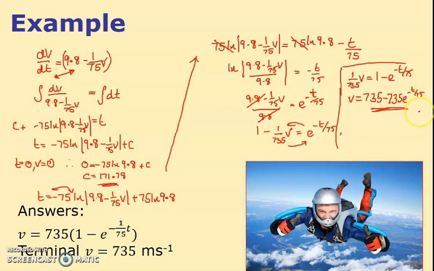Did they ask for what was the terminal velocity? Now, terminal velocity says if t is really, really big, if eventually, what will happen to your speed? And basically, in this case, if t is big, this e to the minus t over 75 goes to 0. This gets closer and closer to 0 as t gets bigger and bigger and bigger. So effectively, that whole thing becomes 0, and therefore the terminal velocity just becomes 735. This bit will all disappear. So that's the second bit, and that's it. That's what they've said as well.